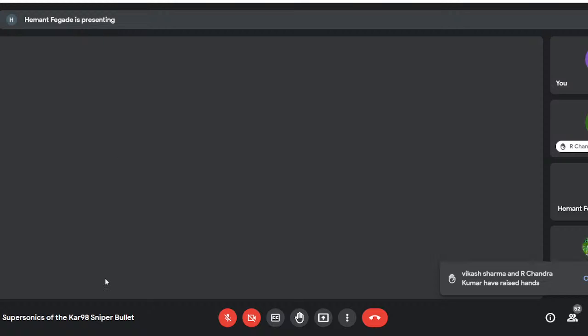What does Kar98 stand for? So Kar98 is basically Karabiner, or Carabiner, and I'm not sure about the rest, Karabiner 98k. It's a name given by German people at the time of World War II, and it's a bolt action rifle. There is a lot of comparison that goes on between snipers and the Kar98, and it's actually true that the Kar98 is not a sniper rifle. It's a bolt action rifle, but it gives better accuracy. It gives better results due to its configuration itself, and it's comparable to a sniper.